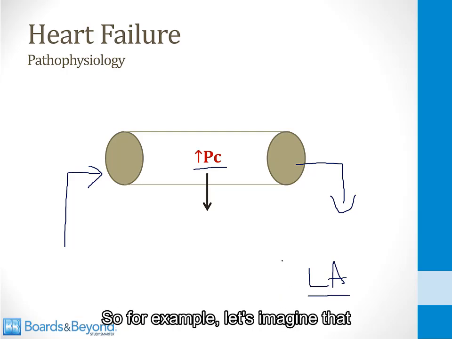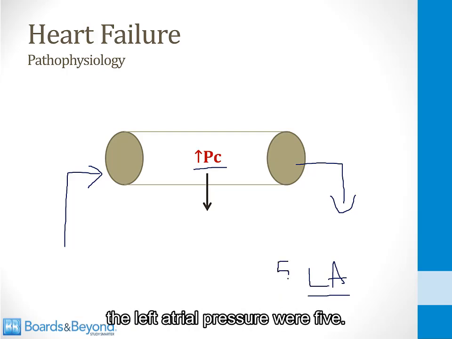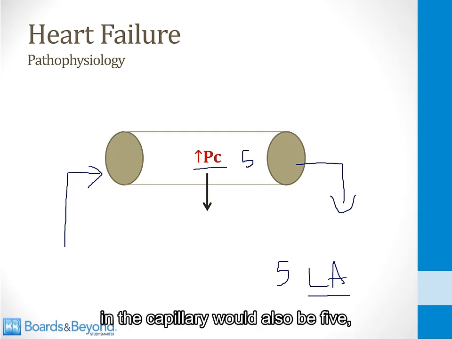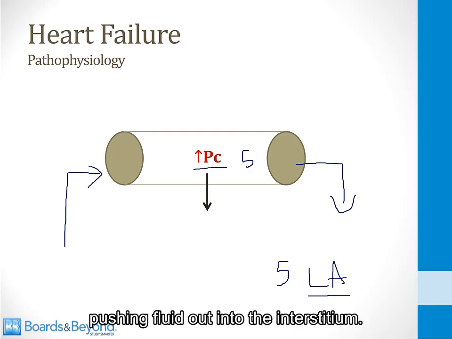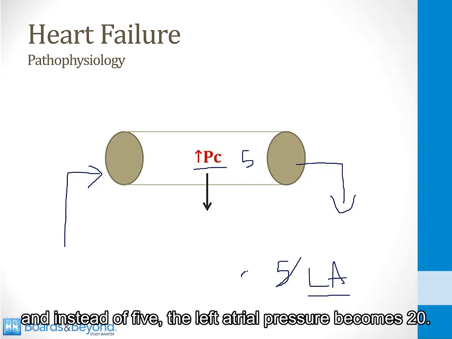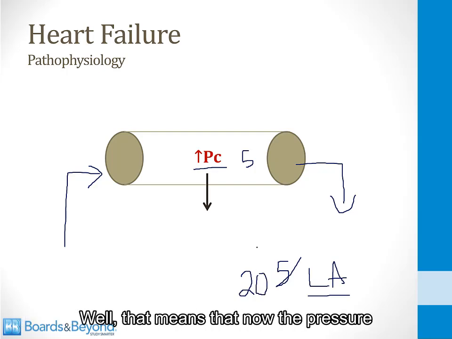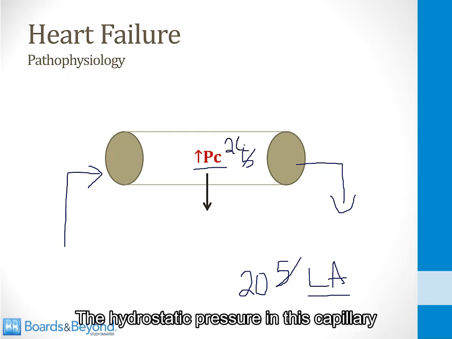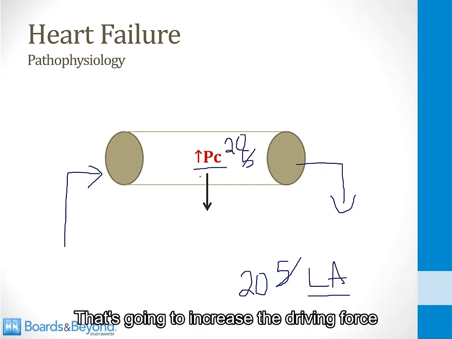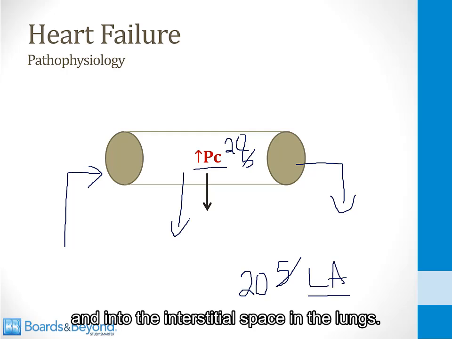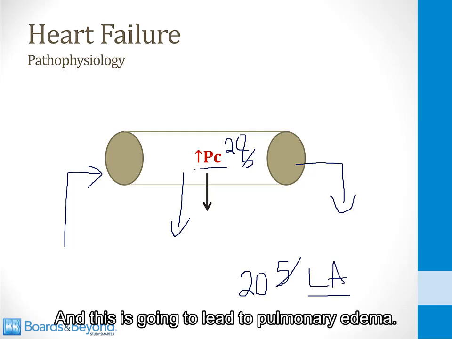So for example, let's imagine that the left atrial pressure were 5. This means that the hydrostatic pressure in the capillary would also be 5, and that would be the driving force pushing fluid out into the interstitium. Now let's imagine that this patient goes into heart failure, and instead of 5, the left atrial pressure becomes 20. Well, that means that now the pressure in this capillary is going to be 20. The hydrostatic pressure in this capillary is going to go way up. That's going to increase the driving force to push fluid out of the capillary and into the interstitial space in the lungs, and this is going to lead to pulmonary edema.